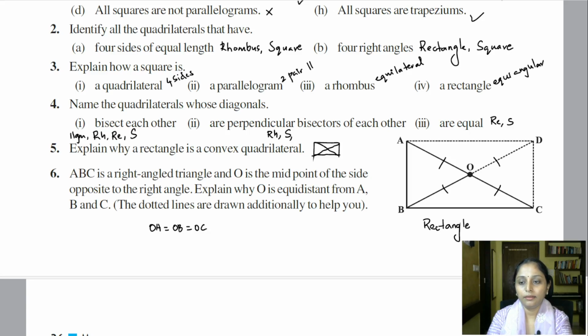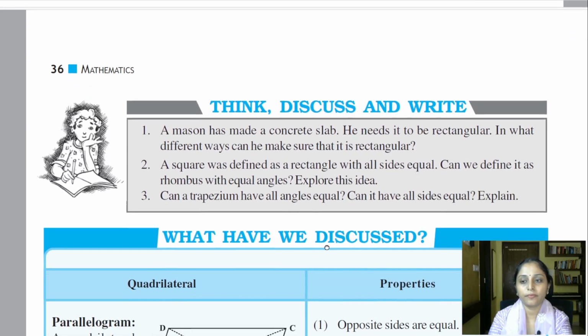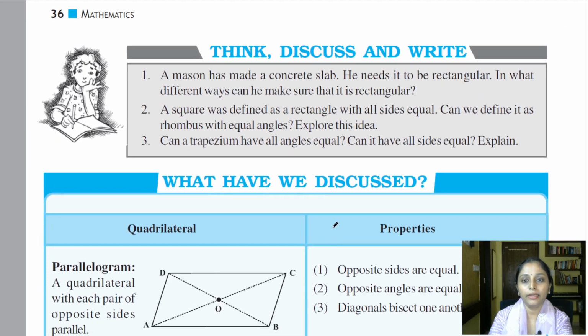And then after this exercise they have given 3 short questions in Think, Discuss and Write. Let us look at them. A mason has made a concrete slab. He needs it to be rectangular. In what different ways can he make sure that it is rectangular?